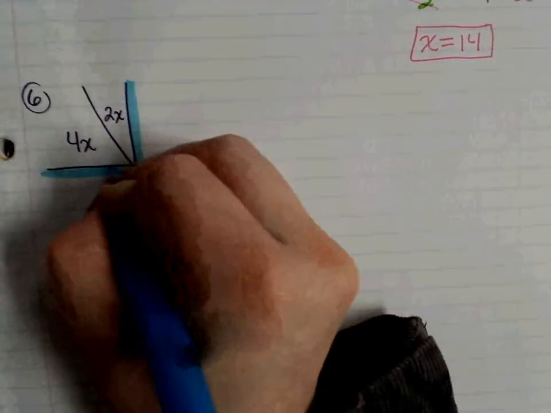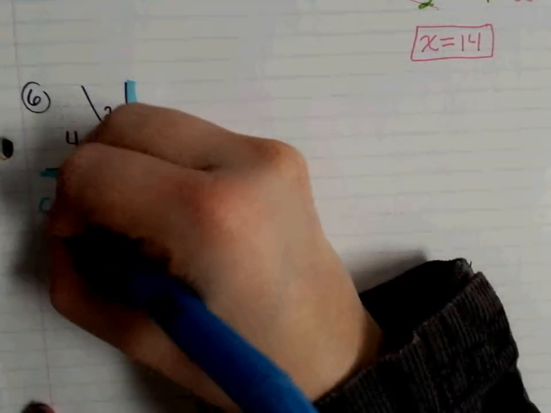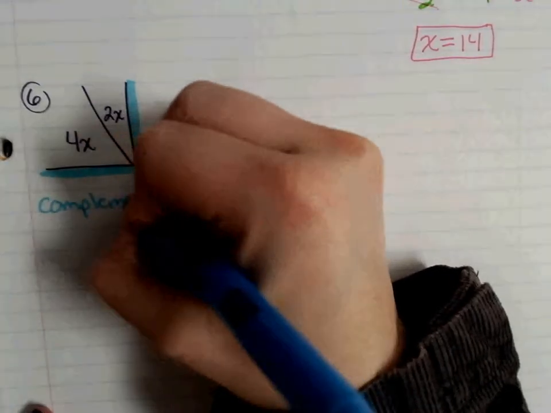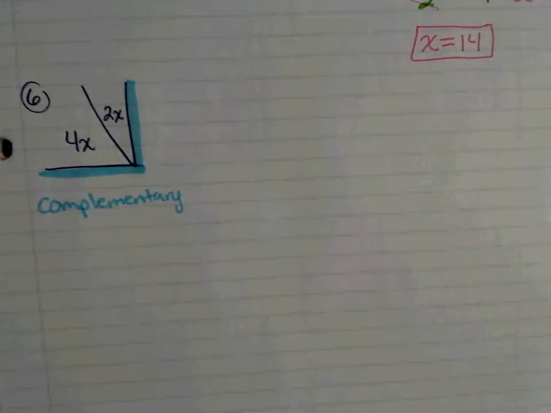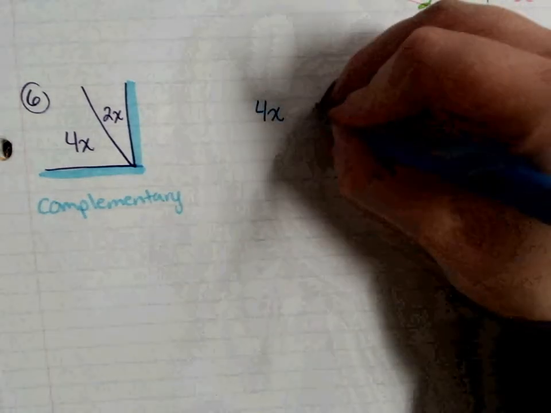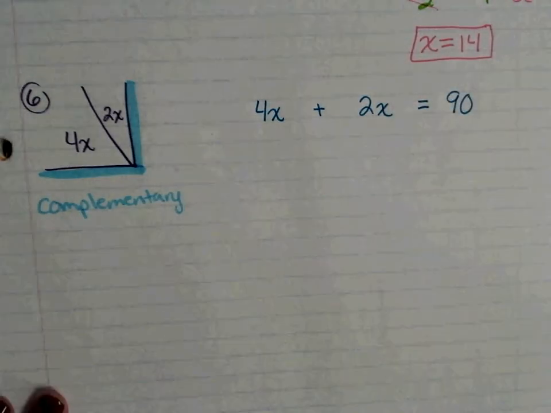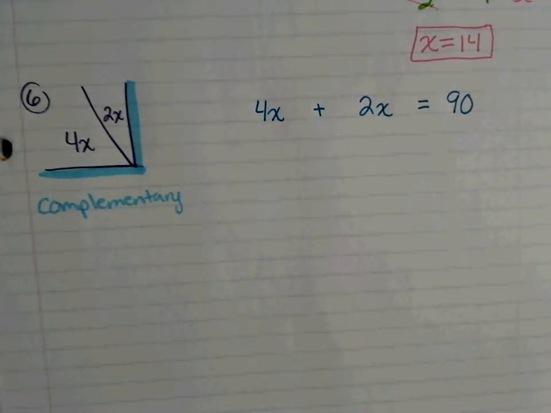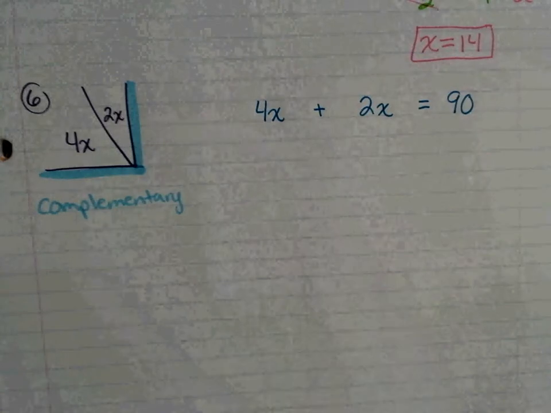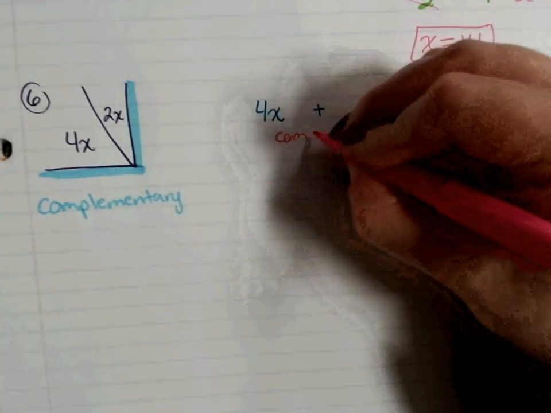If we look at it, this is a complementary set. So we've got a complementary set of angles, which means that we're going to add the two angles together and set it equal to how many degrees? 90. So we've got 4x that we're going to add with 2x, and it's going to be equal to 90. Okay, so again, you're only allowed to have one variable and one constant. Do we have one variable? No, we've got two terms of x's, right? So what we need to do is combine those like terms first.